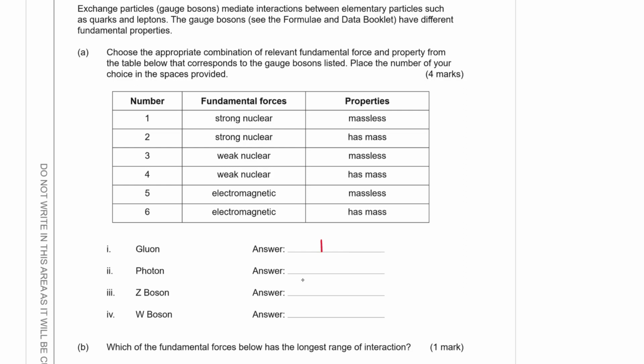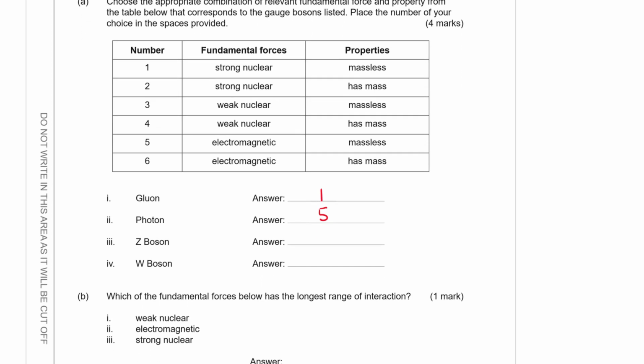A photon also doesn't have any mass, and it deals with the electromagnetic force. So we would say that's a 5. And the Z and W bosons are both part of the weak force. And if you look at your data sheet, you'll notice that they do actually have a mass. So both of them would be the same.